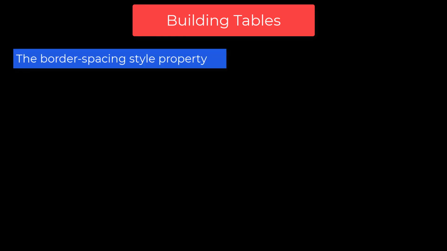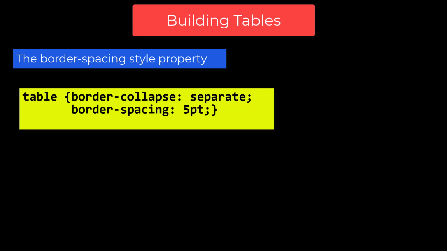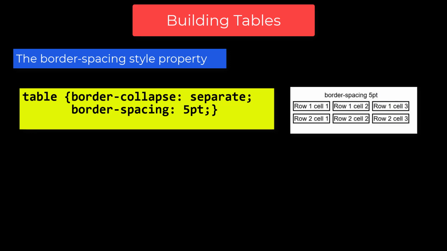Border spacing style property. If a table has the style property border-collapse: separate specified, you can also explicitly define the space between adjacent borders with this property. It takes 1 or 2 length values. For example, border-spacing 5 points, then the distance between horizontal borders and vertical borders will be 5 points, like this.